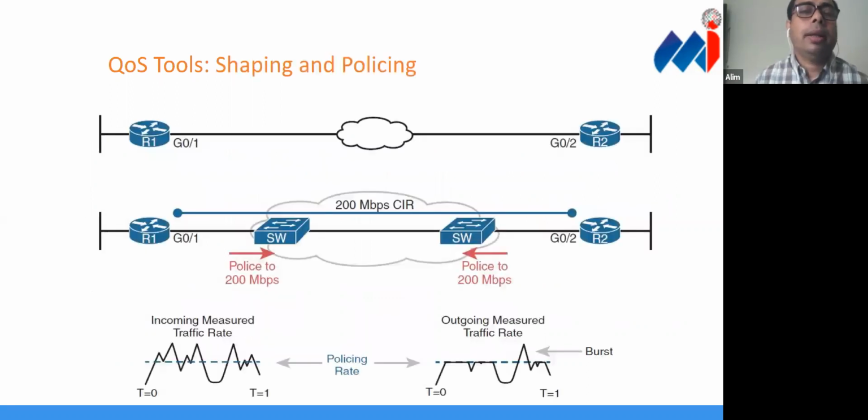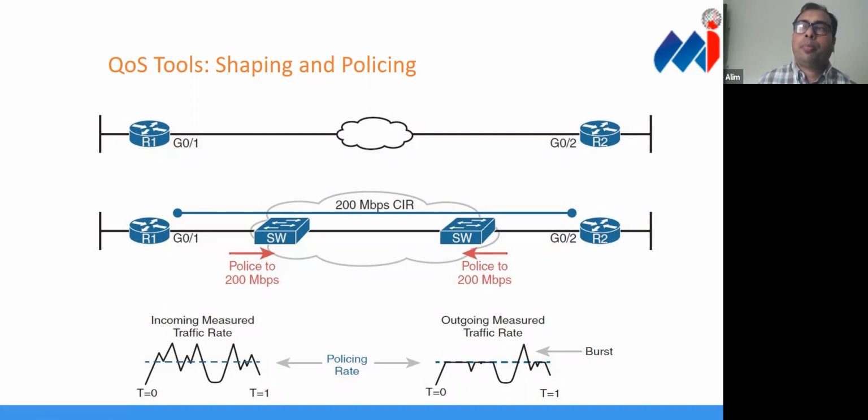Okay, another important concept is shaping and policing. We discussed different WAN technologies or WAN connectivity. So look at this picture. You can see that there are two routers, router 1 and router 2. In between there is some WAN connectivity cloud. It can be Metro Ethernet, it can be an MPLS network, and whatever.